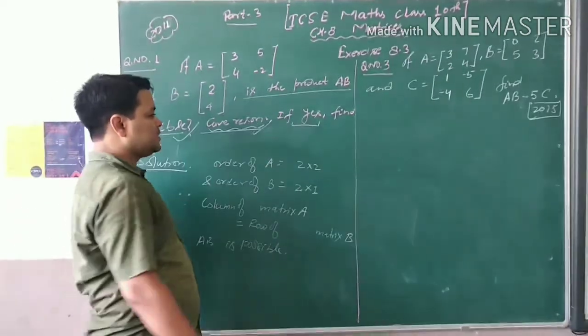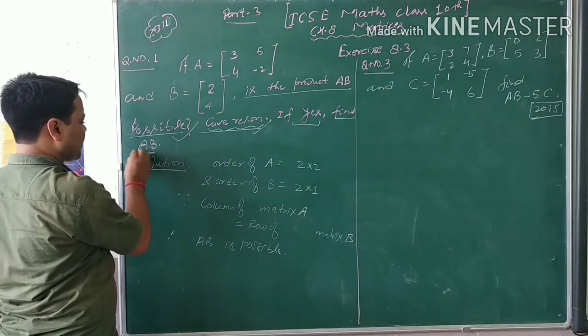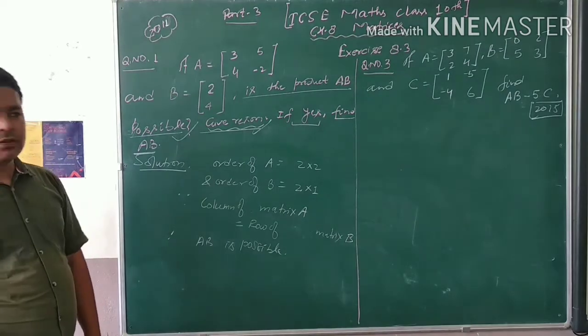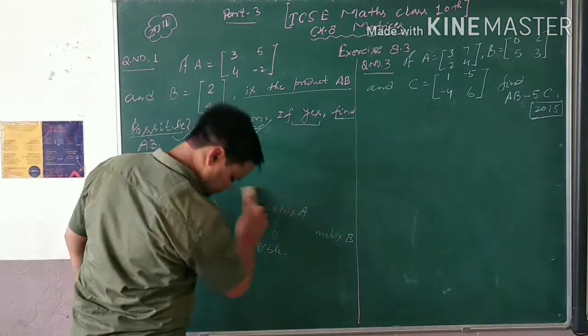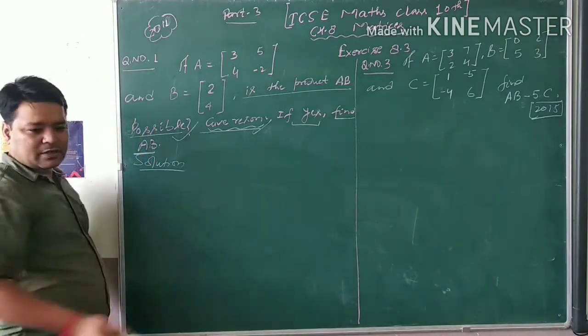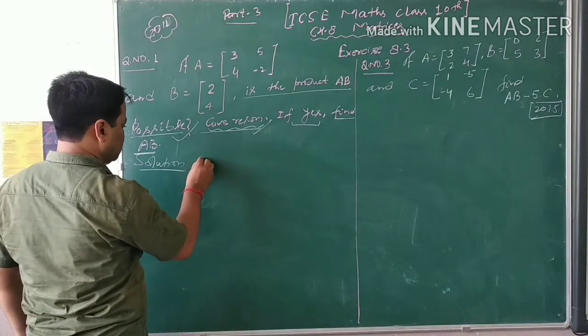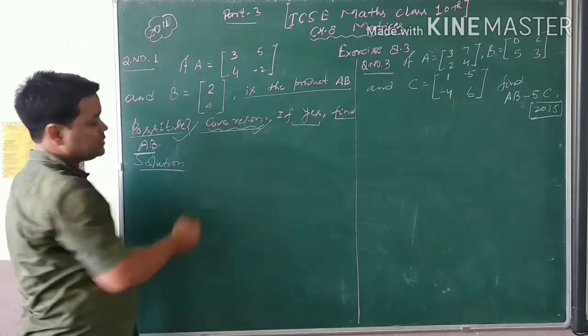Now let us see the answer of the last part, that is, we have to find AB. How do we find AB? Now the second part of the question. Answer of the second part of the question, AB. Here this is A.